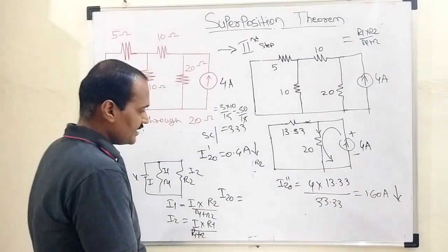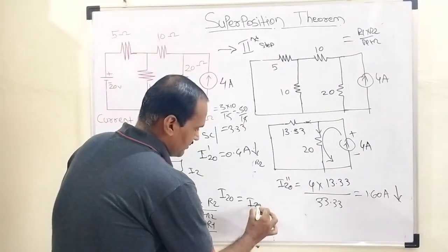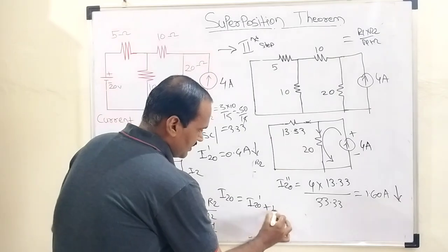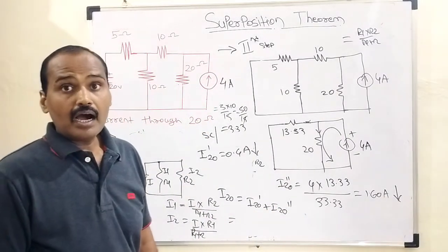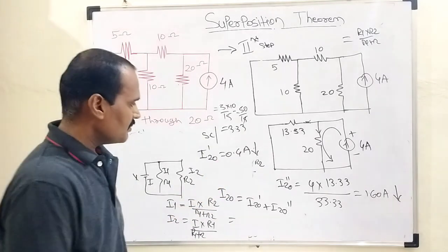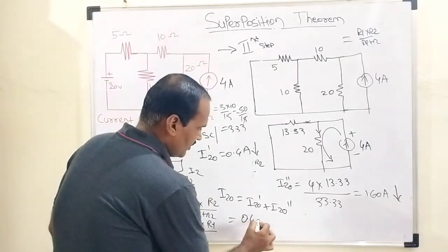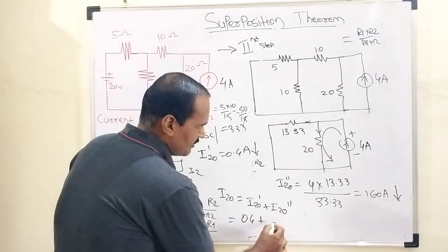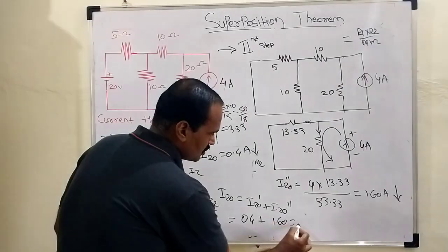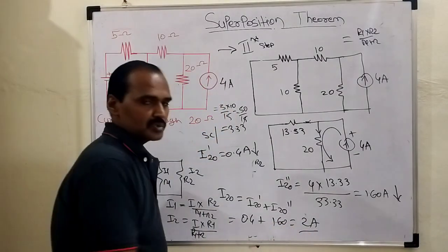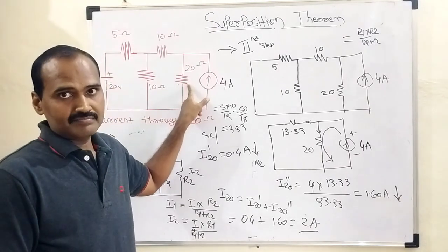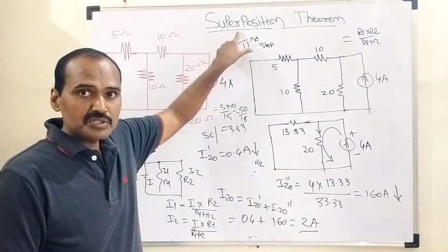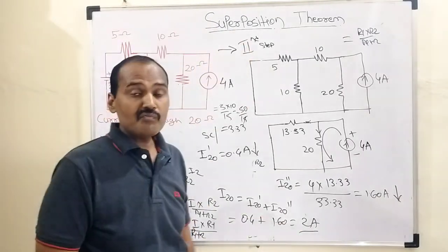So finally I20 is nothing but I20 single dash plus I20 double dash. I20 single dash is how much? 0.4 ampere, and I20 double dash is 1.60. So the total current flowing through this 20 ohm resistor according to the superposition theorem is 2 ampere.